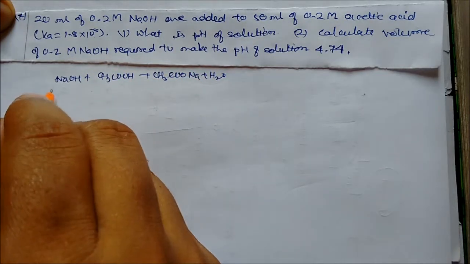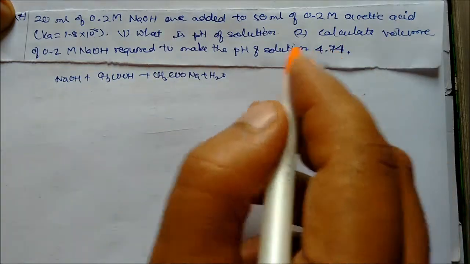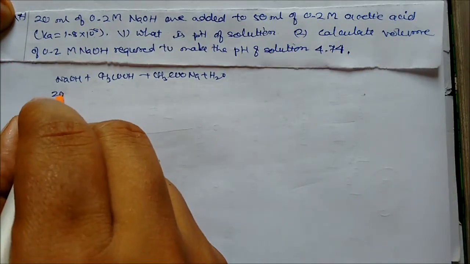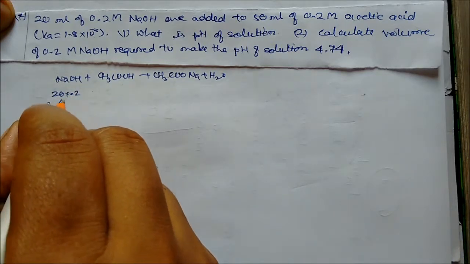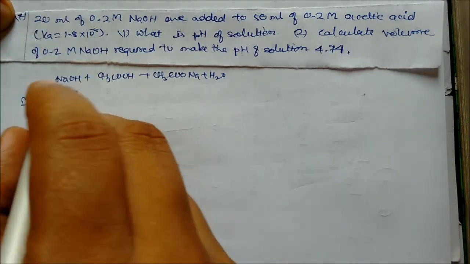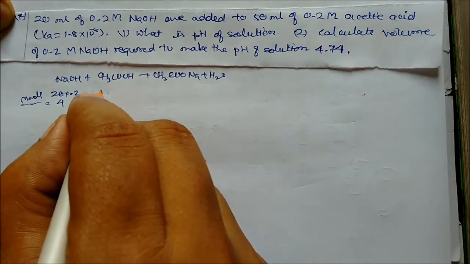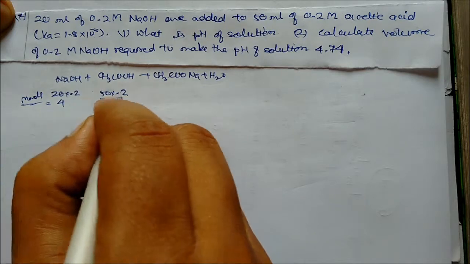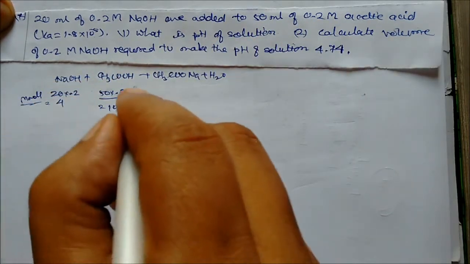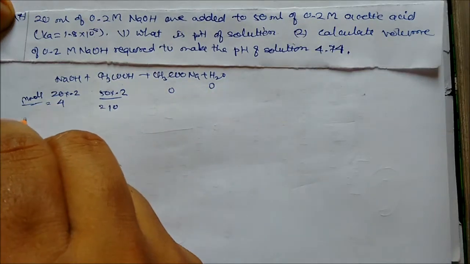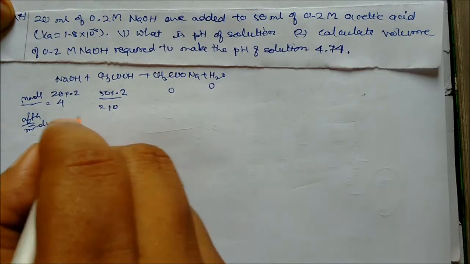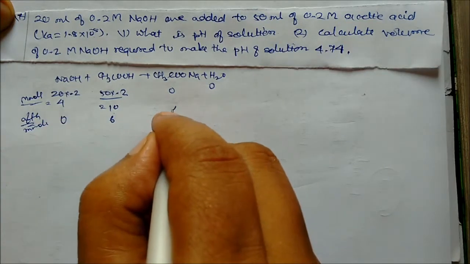So here, how much is sodium hydroxide? Definitely we have to find with the volume. Sodium hydroxide is given here, so 20 into 0.2, this will be 4. This will be in millimoles. First we write millimoles because the volume is in ml. And acetic acid is how much? 50 into 0.2, again given here, so this will be 10. Initially this will be 0, this will be 0, and after reaction the millimoles will be: this 10 becomes 6, NaOH becomes 0, and the products are 4 and 4.